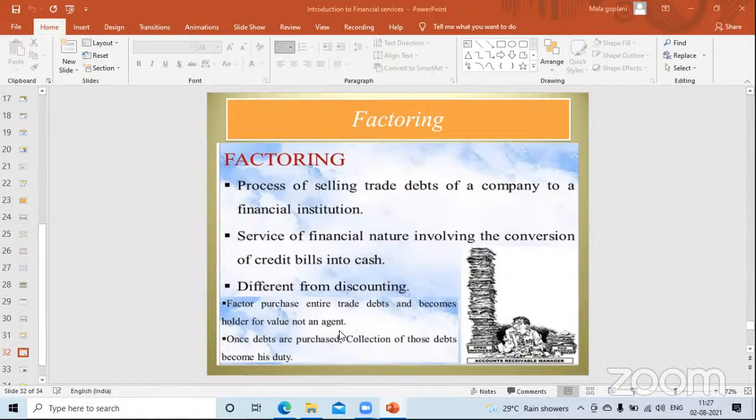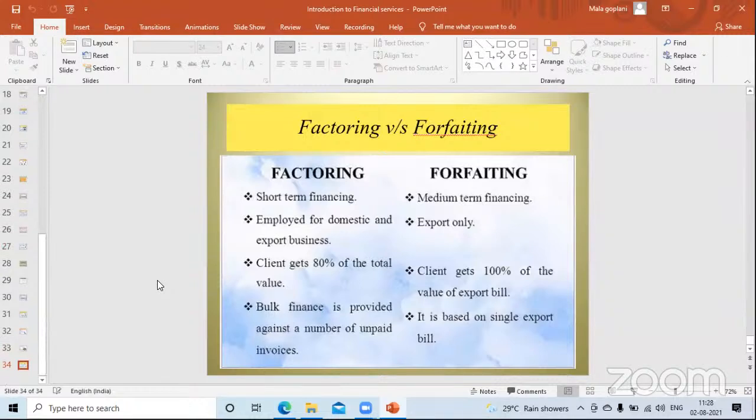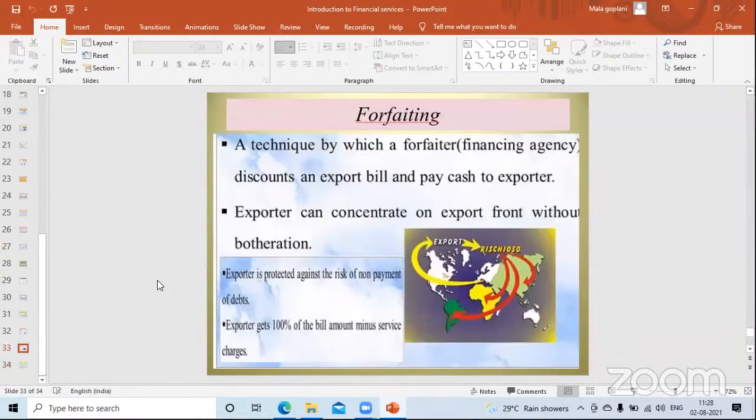Okay. Once debts are purchased, collection of those debts becomes the factor's duty. I will not collect from my customers anymore. You are responsible because you have purchased those invoices from me, and now you look after the customers. Okay. Is that clear, everyone? Yes, ma'am. Last, forfeiting, and then we will be done.